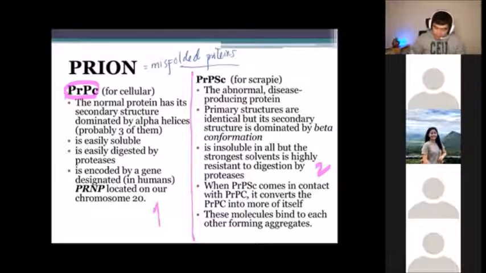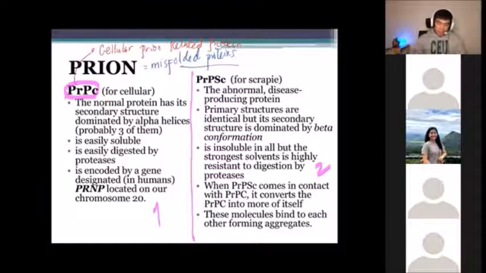So when we say PrPC, it means cellular prion-related protein. Wag kayong magpapadala sa pangalan kahit may prion na term, normal protein siya sa katawan. Pero related kasi siya, okay? So, prion-related protein.